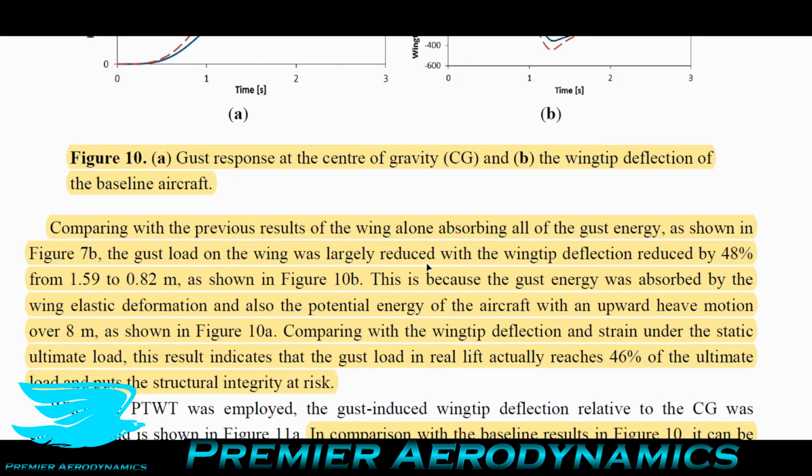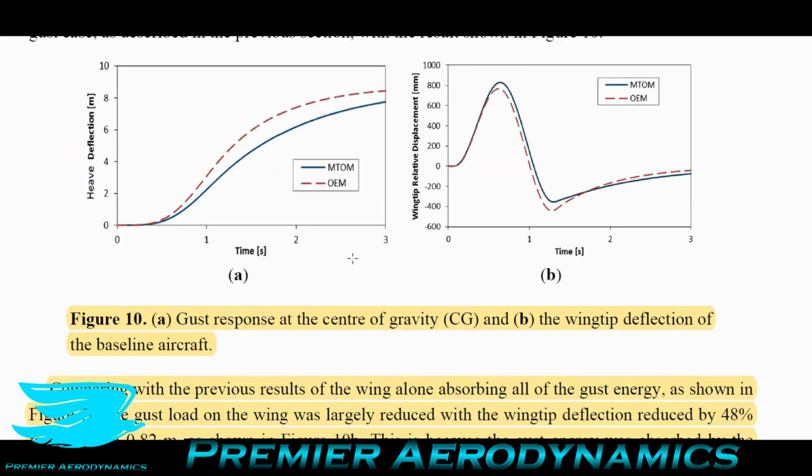And they say, comparing with the previous results of the wing alone, the gust loading on the wing was largely reduced, with the wingtip deflection reduced by 48%. So in other words, when you're just looking at the wing without the rest of the aircraft, the deflection of the wing is greater, and that's because nothing else is absorbing the energy from this gust. It's just the wing. However, when you have the aircraft attached to the wing, the wingtip deflection reduces by 48%, from 1.6 meters to almost 0.8 meters, half. And this is because the gust energy was absorbed not only by the wing elastic deformation, but also by the potential energy of the aircraft moving upwards. And it moves up by 8 meters, so a massive amount.